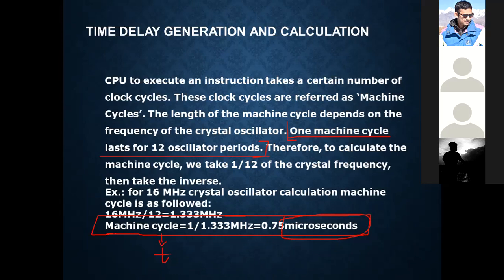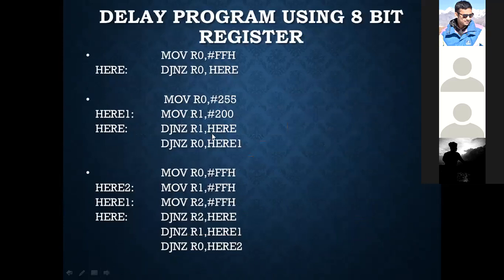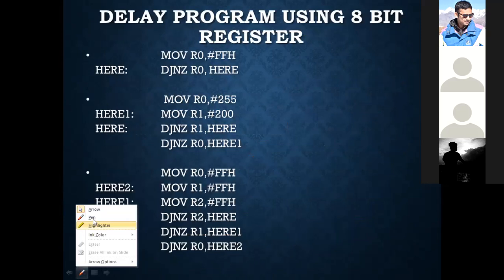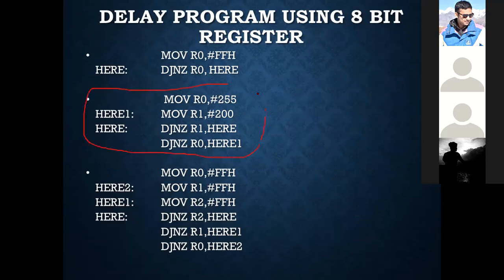Now the formula of the delay we can conclude is like this: number of machine cycles into 12 divided by oscillator frequency. Understood? This is the formula for this particular delay calculation. Is it clear? Yes, sir. Okay. Now write down the second program. This one. Write down the program.